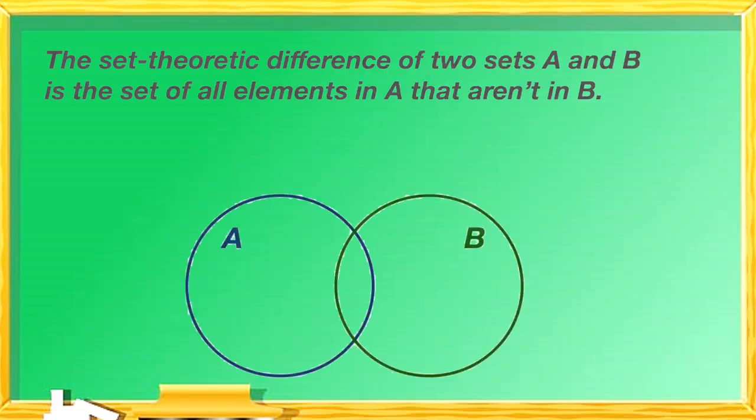The set theoretic difference of two sets A and B is the set of all elements in A that aren't in B. It's usually denoted by a backslash and can be thought of as subtracting B from A. I'll call it A minus B for the rest of the video, but remember, this is just to make things easier to say.